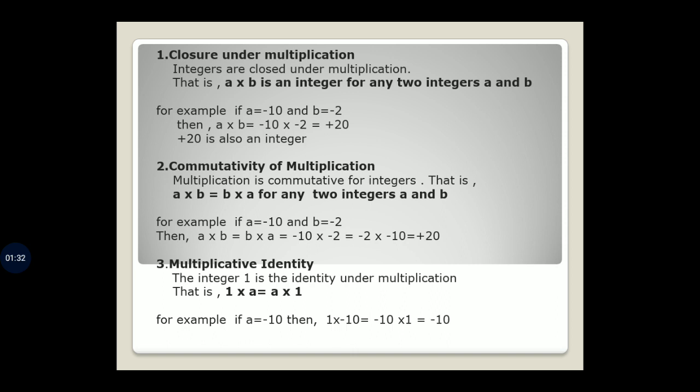Third one, multiplicative identity. The integer 1 is the identity under multiplication. That is 1 into a is equal to a into 1. For example, if a is equal to minus 10, then 1 into minus 10 is equal to minus 10. You can see that any number you multiply with 1, the result is the number itself.